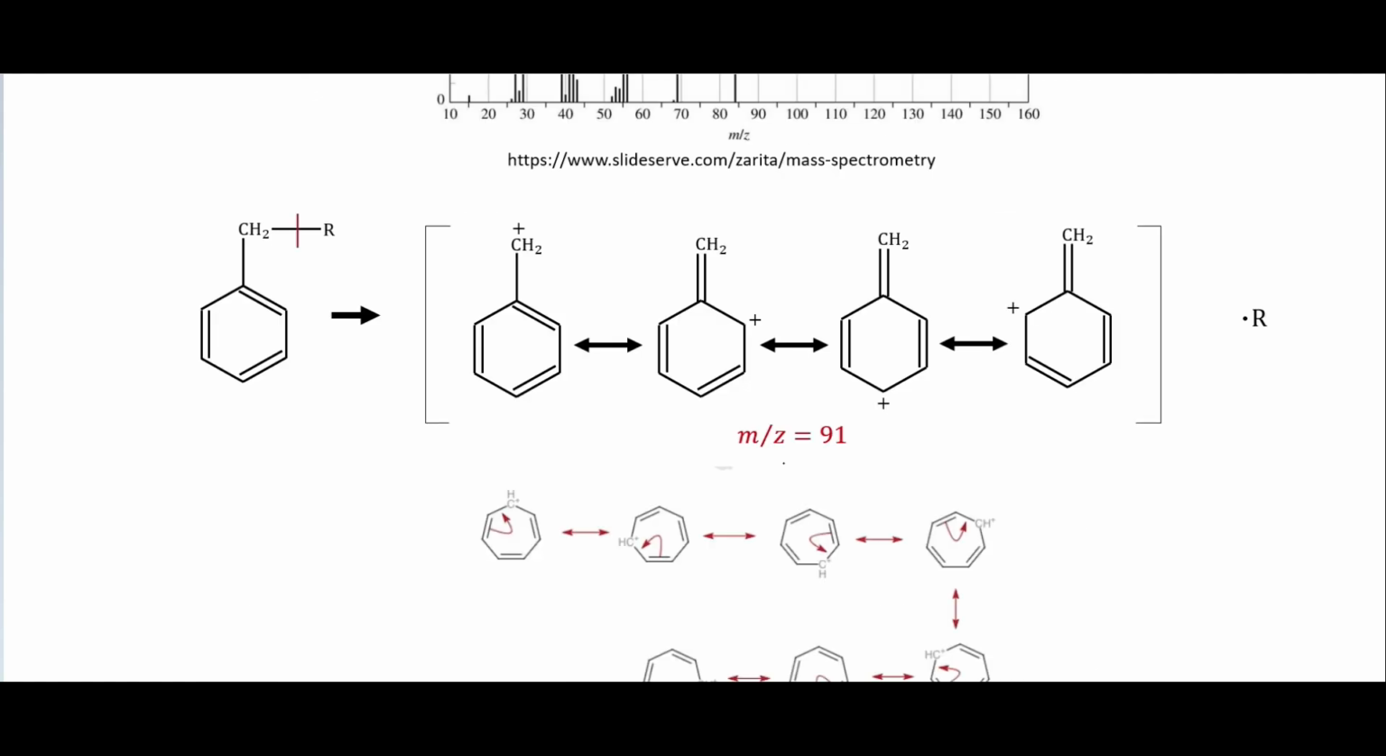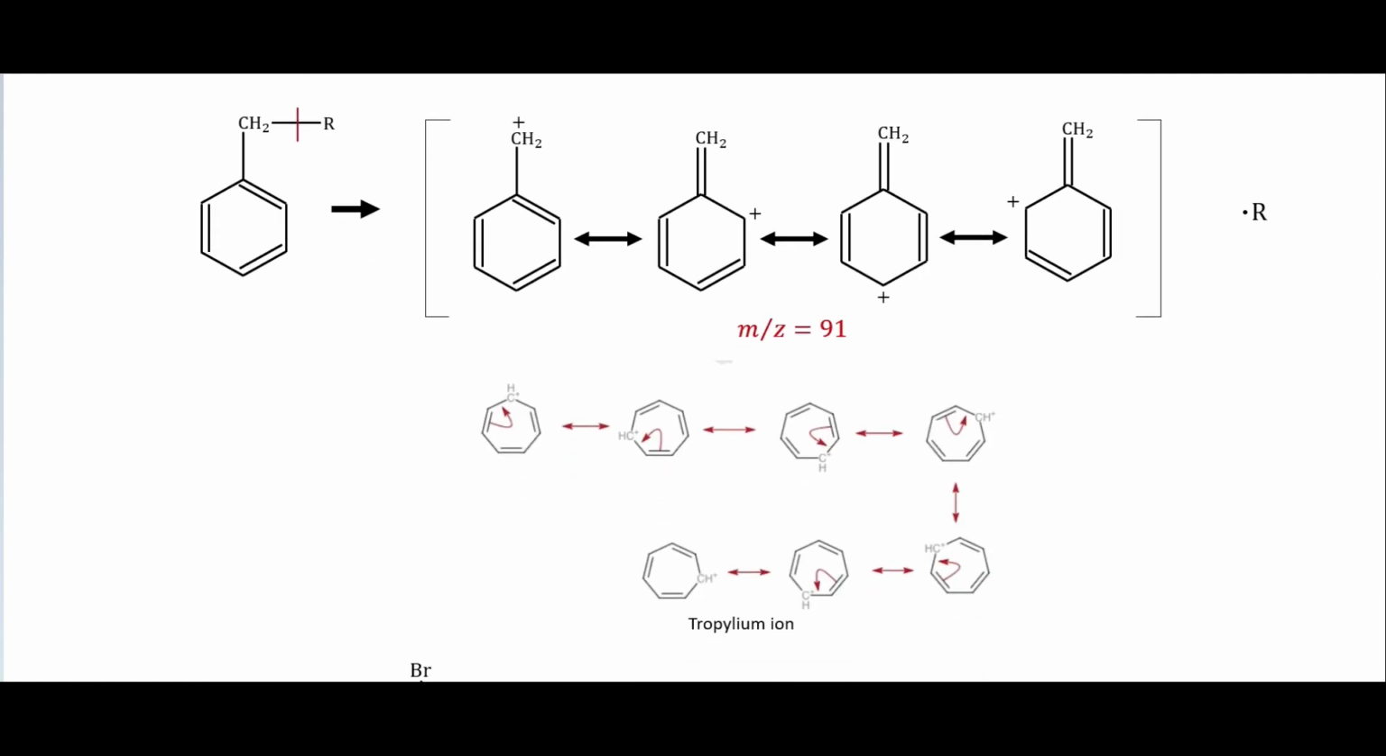And so another resonance stabilization that shows up quite often is when we have these benzene rings. So say we have this benzyl group here. That means we have this carbon right here bound to our benzene group, or our phenyl group. We break off this R right here, so we end up with this resonance stabilization going on right here.